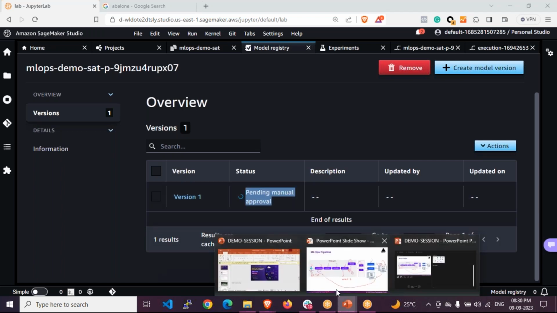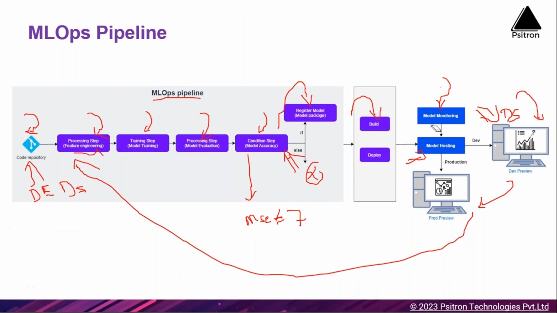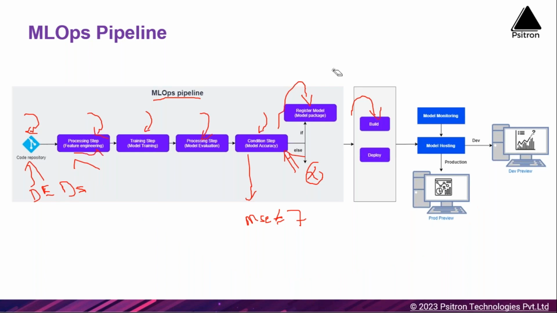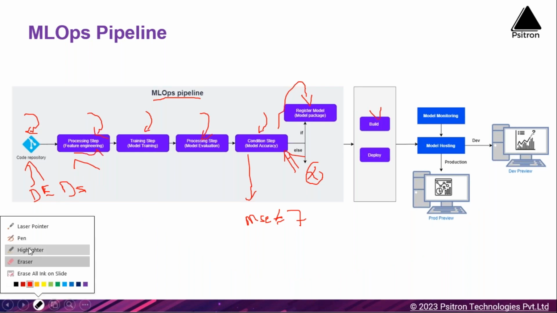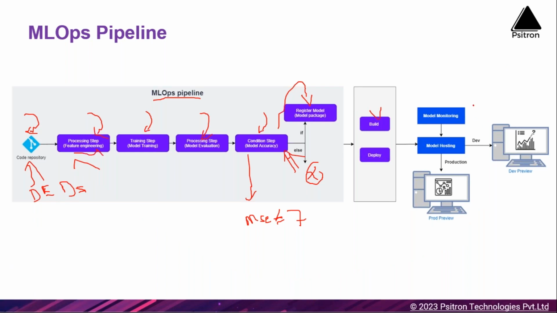If you remember, as a good practice, we don't automatically deploy your ML model to dev or production. We want someone, let's say a senior data scientist or a senior machine learning engineer, anyone who is responsible, to manually approve your ML model to deploy into production.